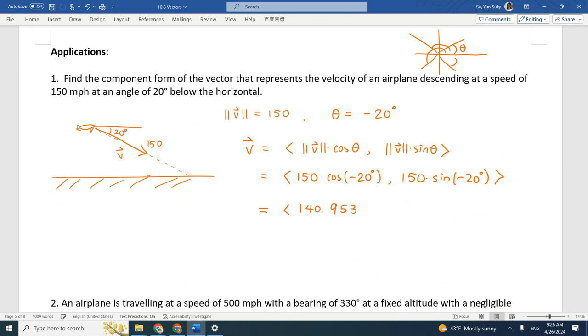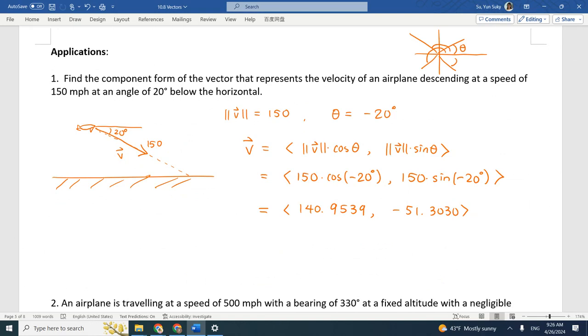140.9. Thank you. That's the x component. How about the y component of the vector? Oh, 51. Okay. Thank you. Yes, everybody? So, this is the component form.